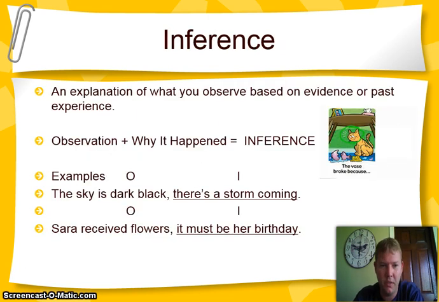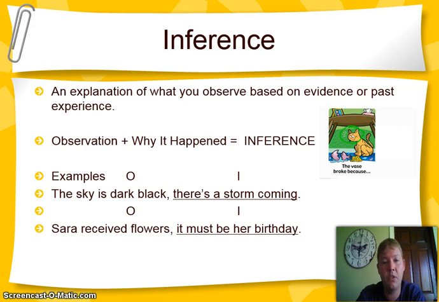Now we get to inferences. So what is the difference between an observation and an inference? Inferences are an explanation of what you observe based on evidence or past experience. If you can remember this equation right here that I'm circling, you are good to go. An inference is an observation plus why it happened or why it's happening. That's an inference. Take a look at the cat over there that knocked the vase down. The vase broke. Well, that's an observation. I observed the vase is broken.